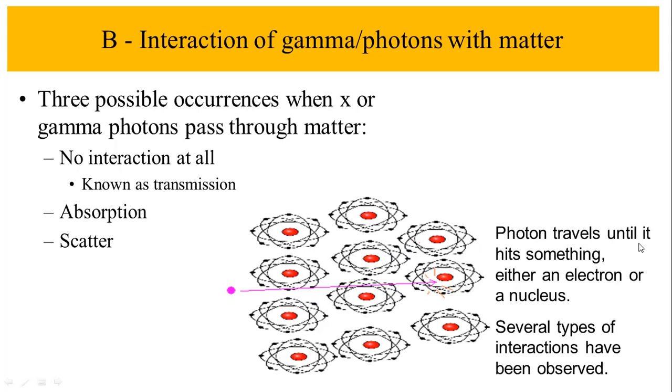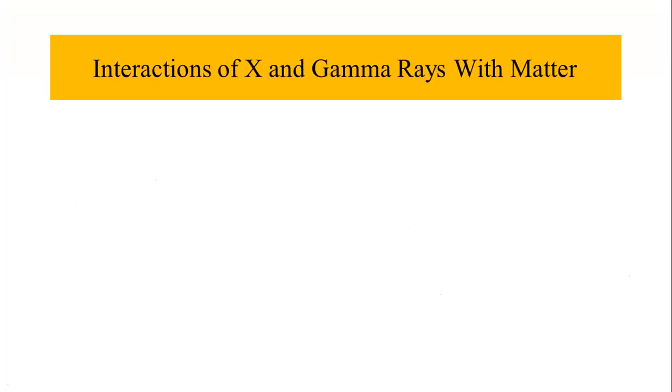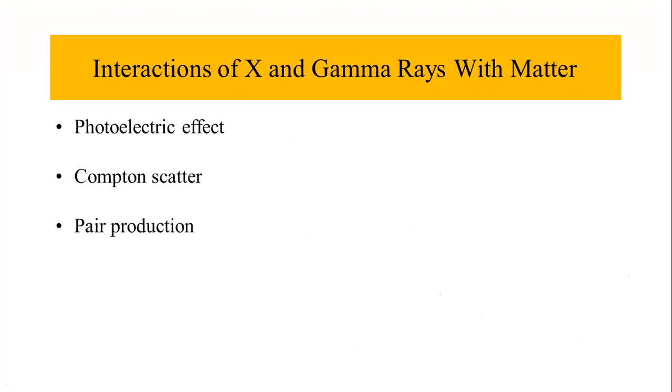Otherwise, the photon travels until it hits something, either an electron or the nucleus. There may be the possibility of absorption and scattering, and several types of interaction have been observed. I am going to discuss all of these one by one in detail, when there is an interaction of the gamma ray with the electron or the nucleus, in other words absorption or scattering. We have different processes here. One is the photoelectric effect, the second is the Compton effect or Compton scattering, and the third is pair production.